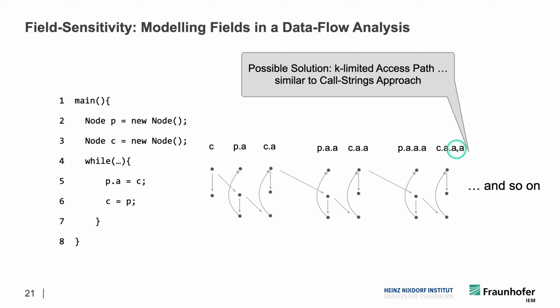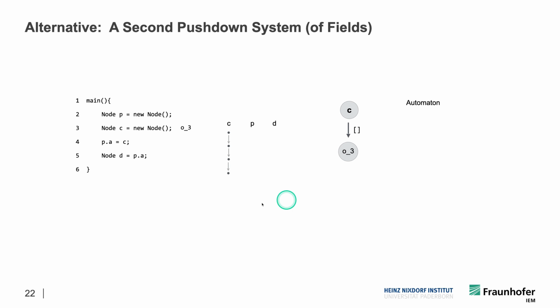And that will basically prevent us from getting good precision because we will need to approximate, and we don't really want that. So the alternative is that we will use a pushdown system, and this is actually going to be a second pushdown system, because we will also be modeling calls and returns using a pushdown system, like I already explained, for context-sensitive analysis. But here we will have a second pushdown system, the pushdown system of fields. And I want to explain to you how this works using this simple example.